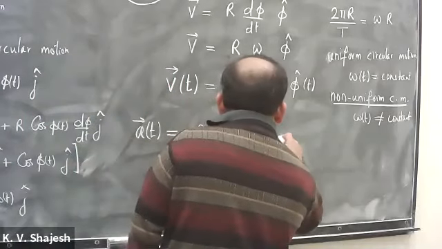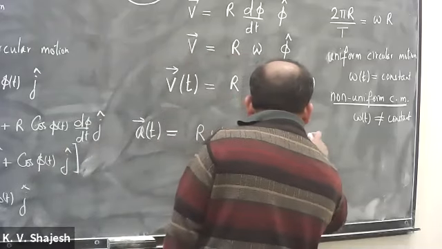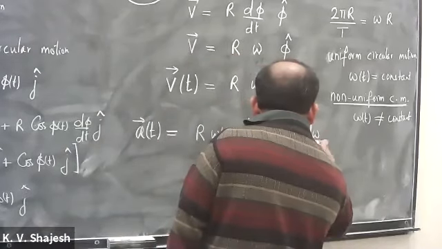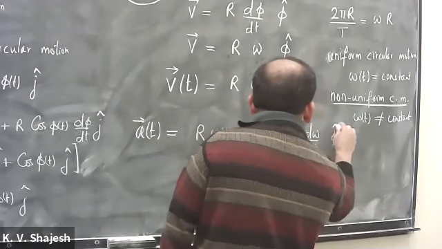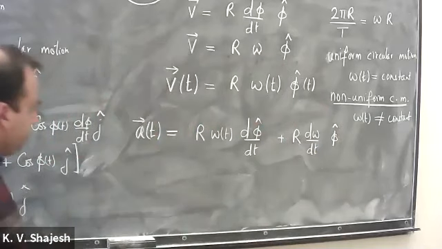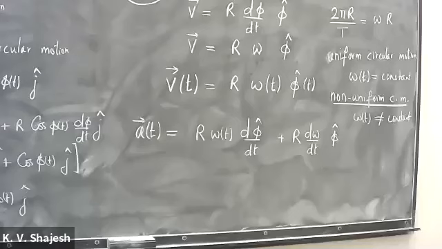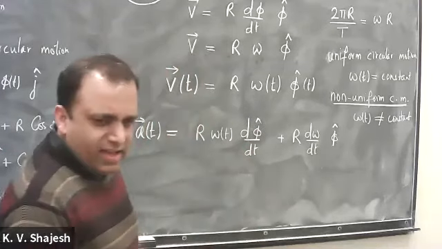Plus, there is one more term now. I can take a derivative of omega also, right? So that's r times d omega by dt times phi hat. Any questions at this stage? Okay, if you allow me to proceed, I again take the derivative of phi hat.